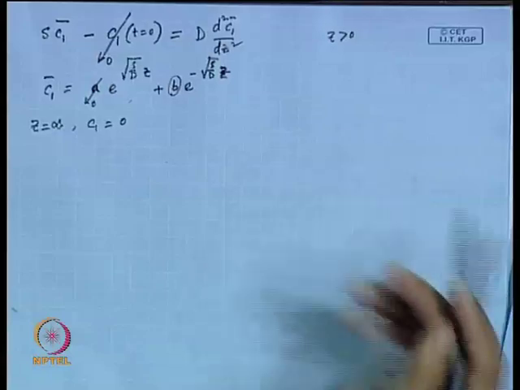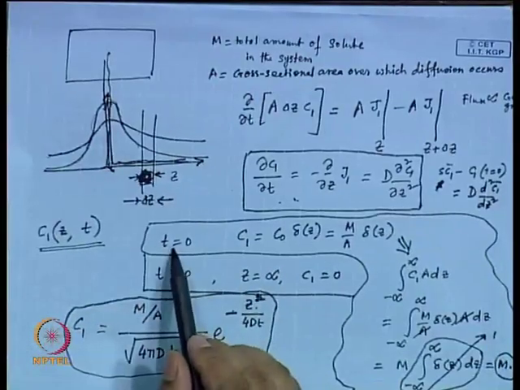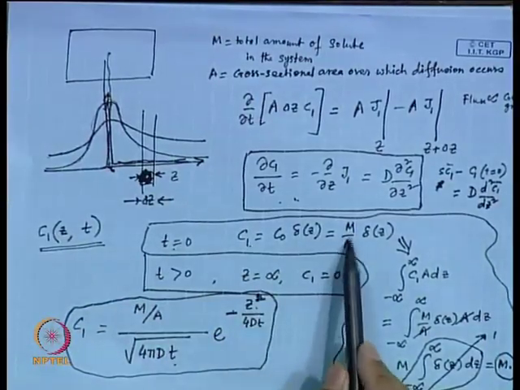The other boundary condition is what? The other boundary condition is at t equal to 0, C1 is equal to m by a delta z.